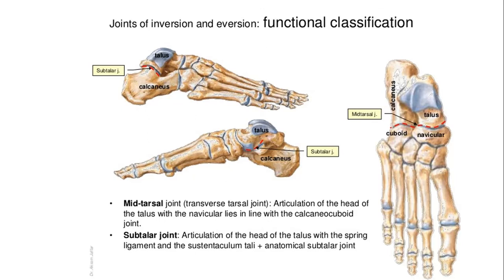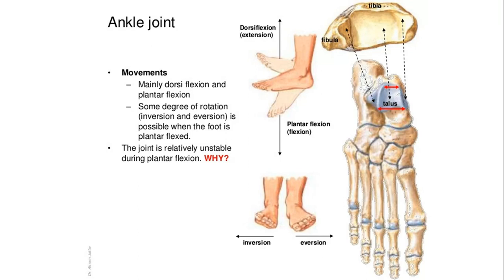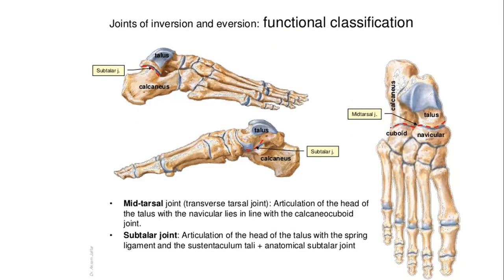Now the joints of inversion and eversion, that is the mid-tarsal and subtalar joints. We will discuss these joints separately, but for the purpose of description they are given here. The mid-tarsal joint is between the head of the talus and the navicular, in line with the calcaneocuboid joint. So these two joints, the calcaneocuboid and the talonavicular or talocalcaneonavicular joint, are called the mid-tarsal joint.